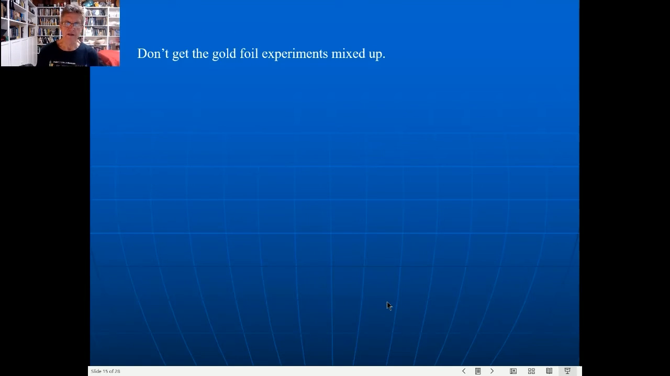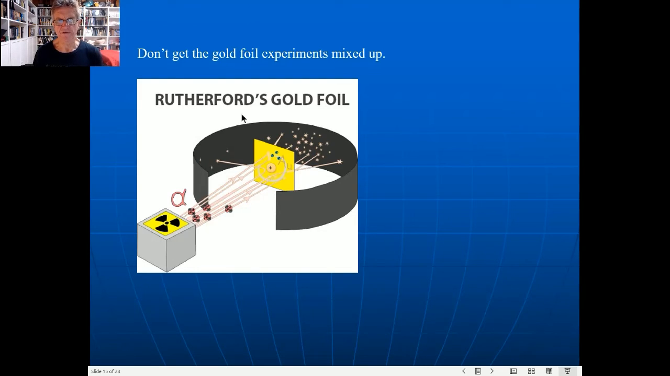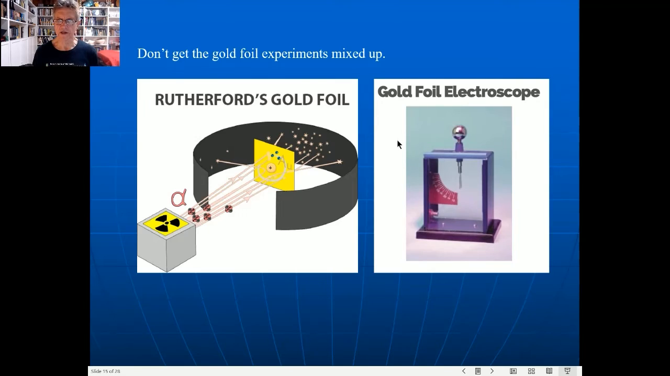Okay, and another big one when I talk to students is when they talk about the gold foil experiment and you say, which one? And they don't realise that there's two that are commonly mixed up. There's Rutherford's gold foil experiment where his workers shot alpha particles at gold foil, and that was to identify the dense nucleus. But you've also got the gold foil electroscope.